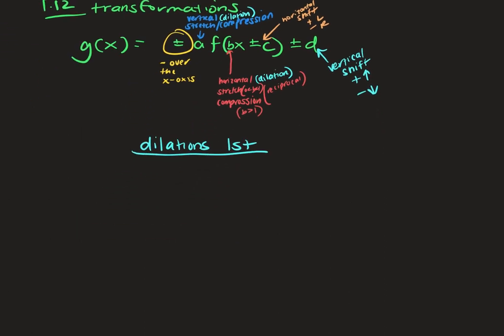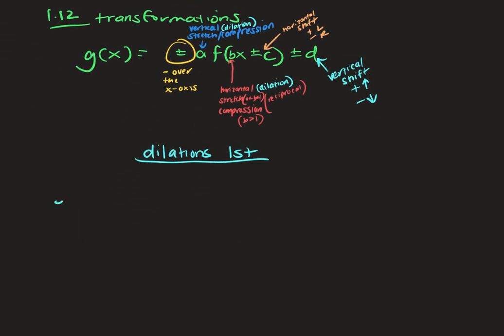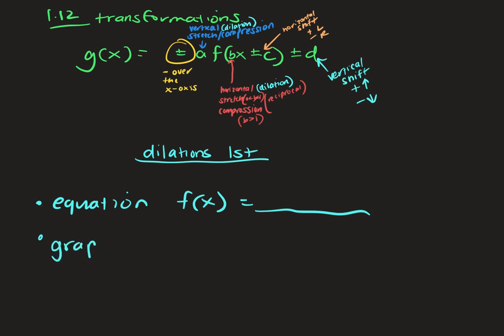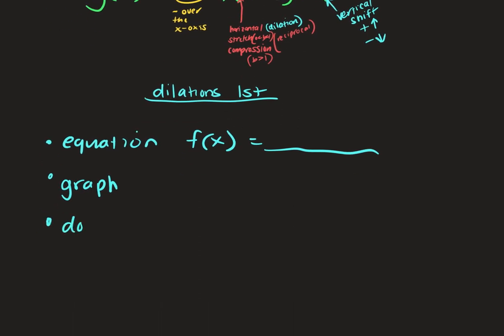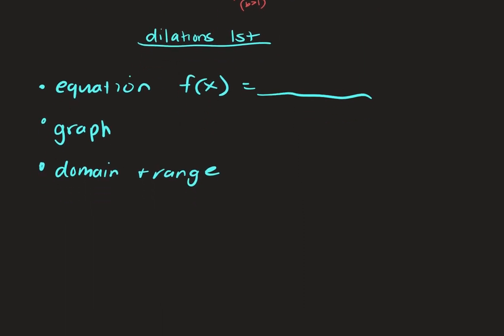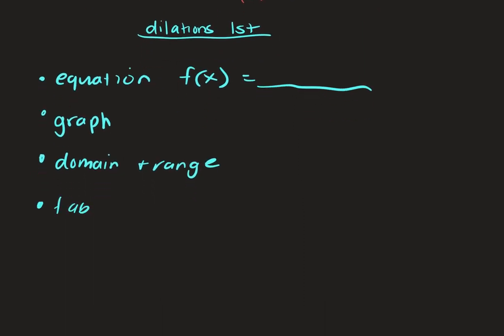And again, you're going to do this with equations, like your f of x equals, and then you have to shift it. You're going to do this with a graph, where you get that weird graph and you have to move it around. You're going to do this with domain and range. And you're going to do this with a table of values.